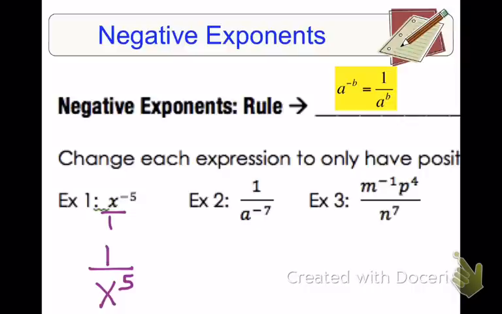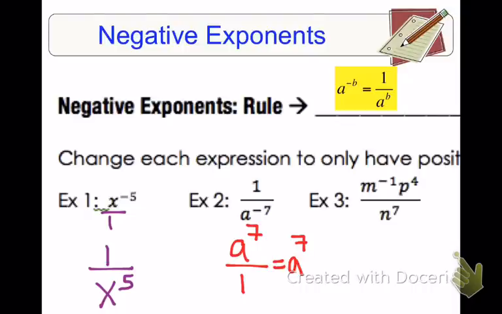Let's look at number 2. Number 2, it's a to the -7 on the denominator. If I want to make it into a positive, I can switch it to the numerator. So I'm going to put it at the top of the fraction, a to the +7. So I went from the denominator, I moved it to the top, it becomes positive. I can put a 1 at the bottom, or I can just simplify this and just put a to the 7th. You don't need this 1 in the denominator in your final answer.